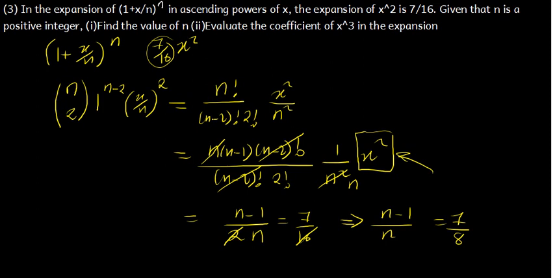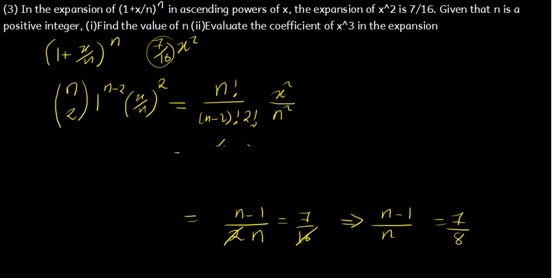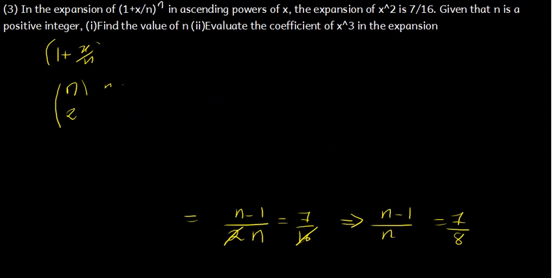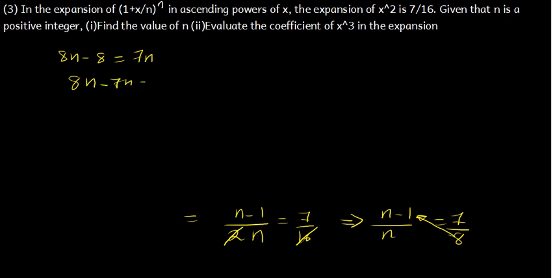At this point we can cross multiply. So what are we going to have? 8 multiplied by n, it will be 8n. 8 multiplied by 1, it will be 8, and that is going to be equal to n multiplied by 7, that will be 7n. I can take like terms to the one side. 8n minus 7n is going to be equal to 8. 8n minus 7n, that will be just n. So n is equal to 8. So that is the value then.